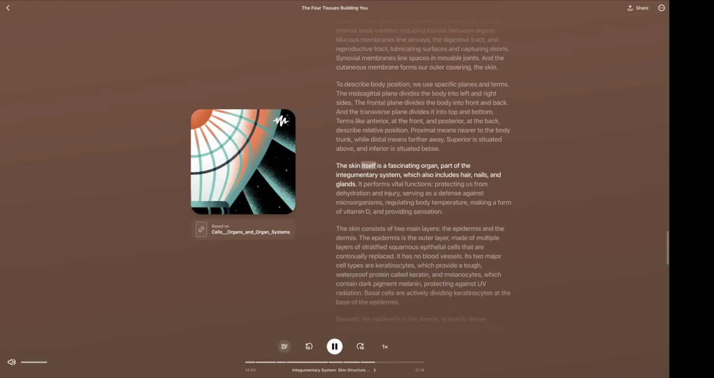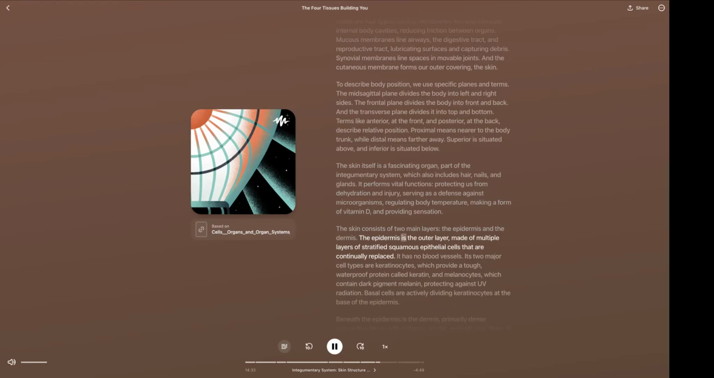The skin itself is a fascinating organ, part of the integumentary system, which also includes hair, nails, and glands. It performs vital functions, protecting us from dehydration and injury, serving as a defense against microorganisms, regulating body temperature, making a form of vitamin D, and providing sensation. The skin consists of 2 main layers, the epidermis and the dermis.